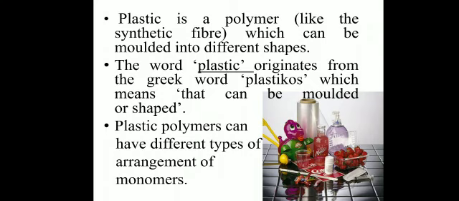Plastic polymers can have different types of arrangement of monomers. Like here we see some types of polymers. First is linear polymer. Here you are seeing there is only one thread-like structure in which many monomers are joined together, so this is a linear polymer. Next is branched polymer. We have some branching coming out from that linear chain. Next is cross-linked polymers. Here the new branches join together to form a net type of structure.